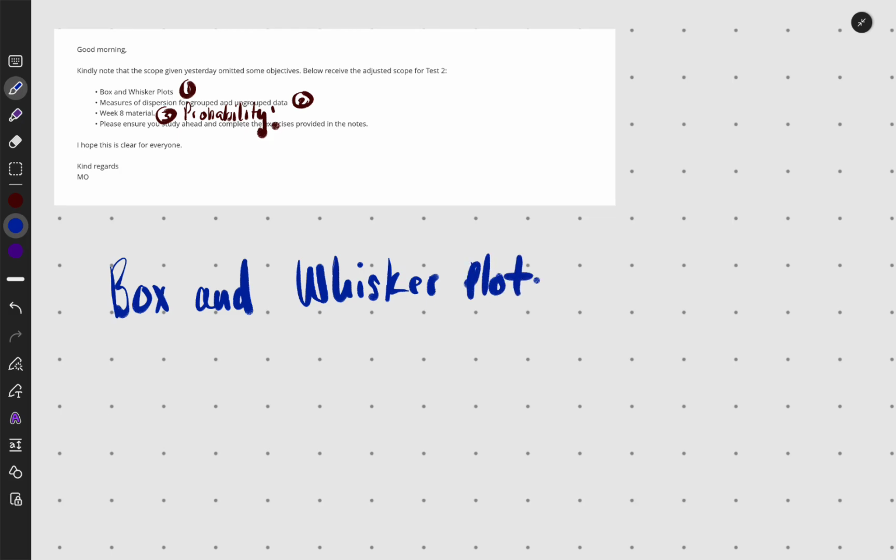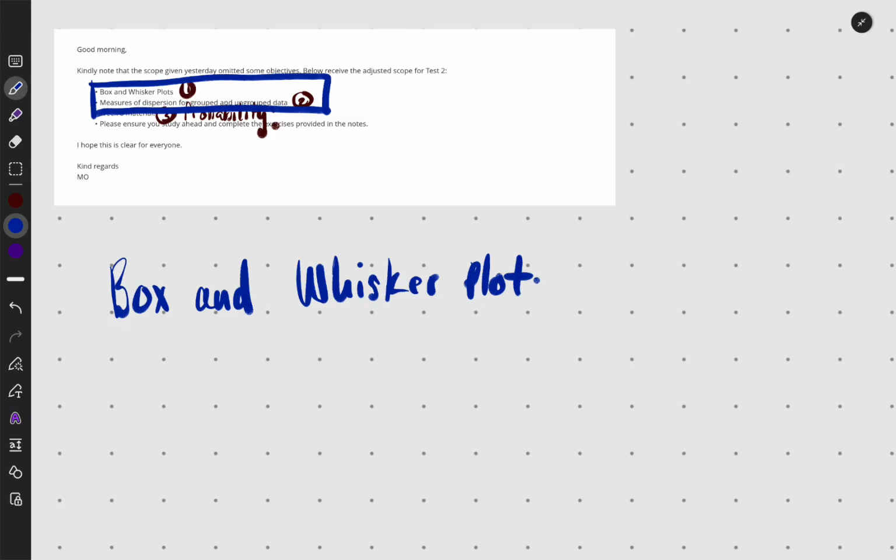Now what I want you to know is that there are two types of questions which you can get for box and whisker plot. And there are two types of questions which you can get for the measures of dispersion, like variance, coefficient of variation, standard deviation, whatever else you get, interquartile range. These are measures of dispersion. We're going to talk about them.